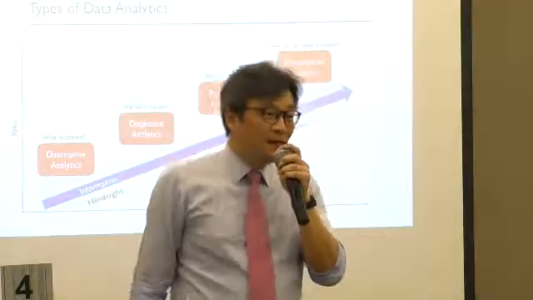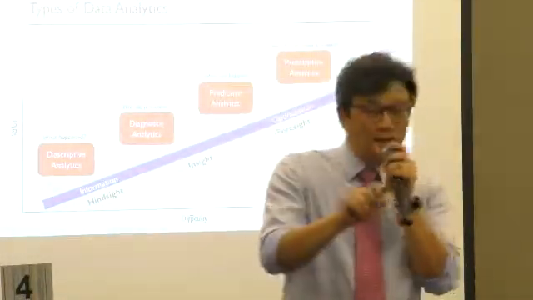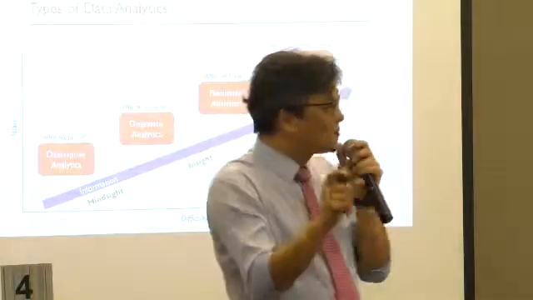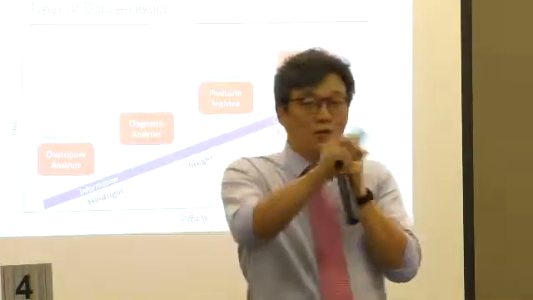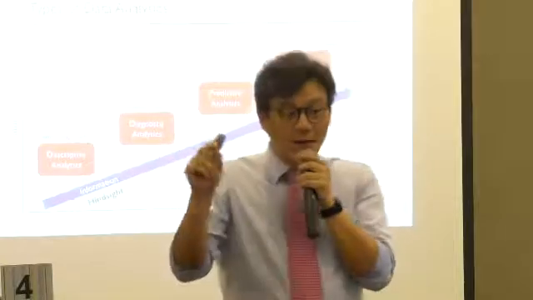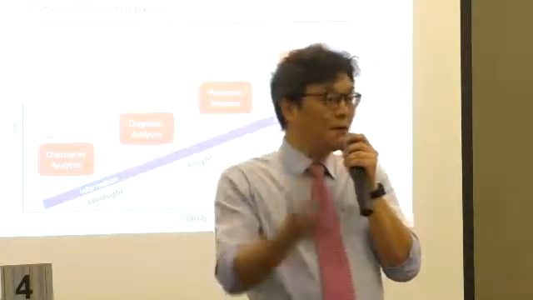Now, the next step. Once we know why it happened, then we understand the causal relationship. Okay, we know the reason for that observation, or the pattern being recognized.